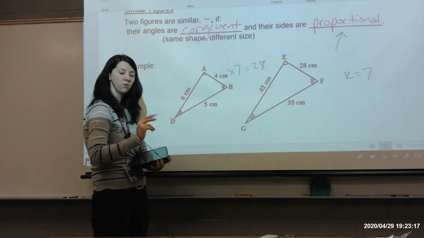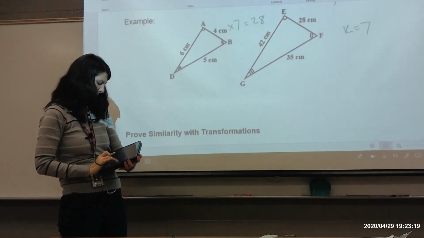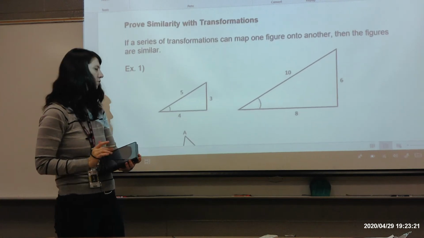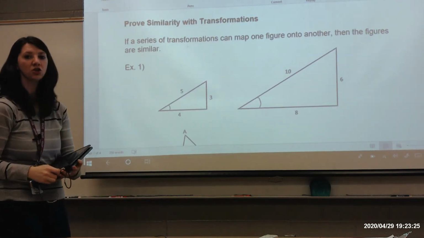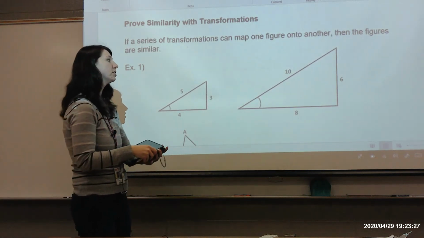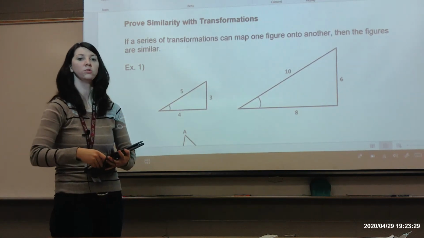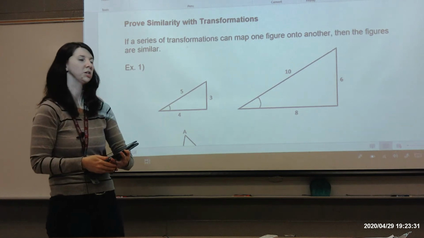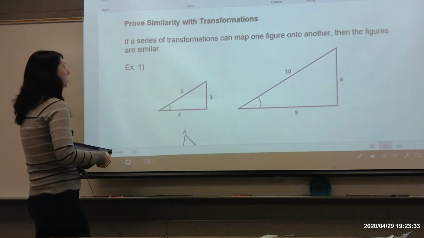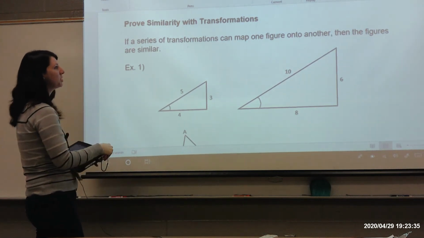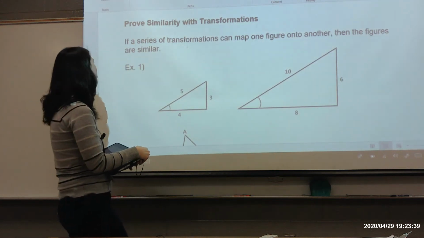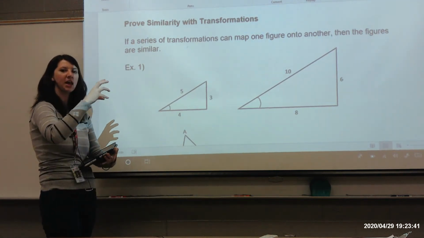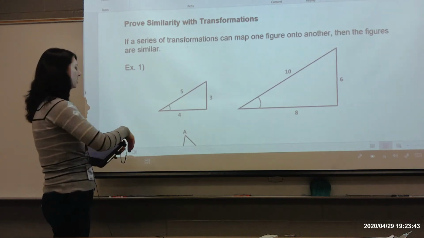Your angles are congruent. Okay, so we can actually prove two figures are similar by just using transformations. If they're similar, then we should be able to use rigid and non-rigid transformations to prove that. So, if a series of transformations can map one figure onto another, then the figures are similar. Map means that they can line up exactly. So let's look at example 1.